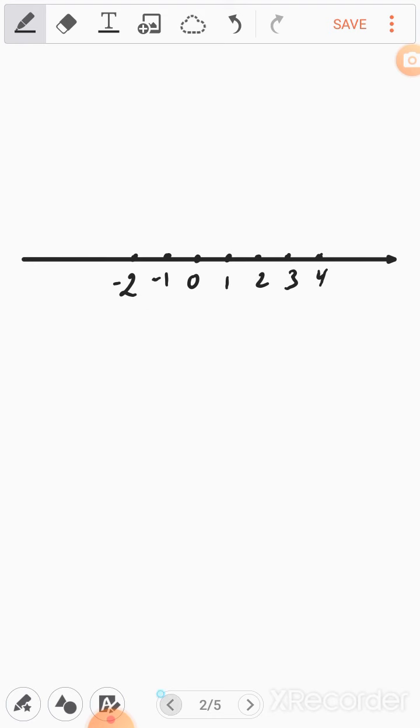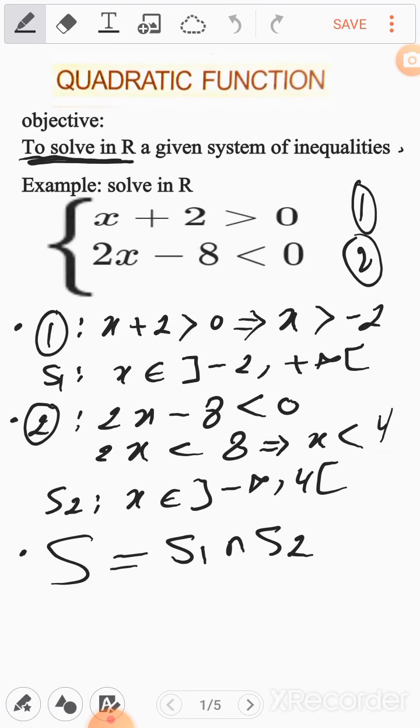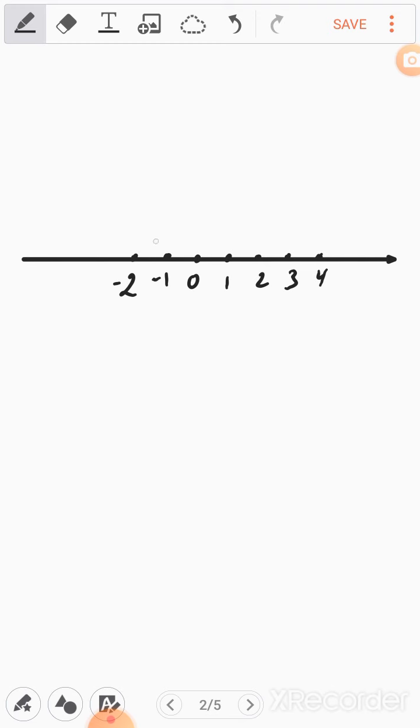The first solution S1 is from minus 2 to plus infinity. The first solution is x greater than minus 2. Let us represent it. This is minus 2. This is x greater than minus 2. All x's that are greater than minus 2 are accepted in this solution S1.